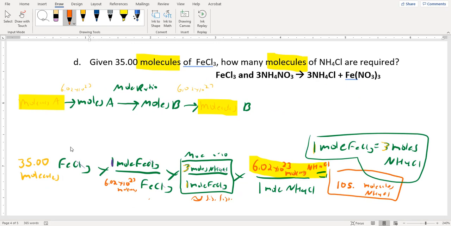So here is the same plan of attack and the math setup. I replaced the starting value of molecules of A, requiring Avogadro's number, up in the left-hand corner. And then my starting value is molecules, so therefore I need to use Avogadro's number.